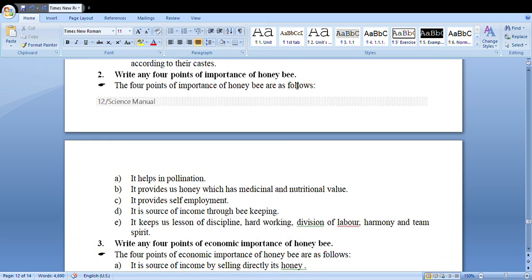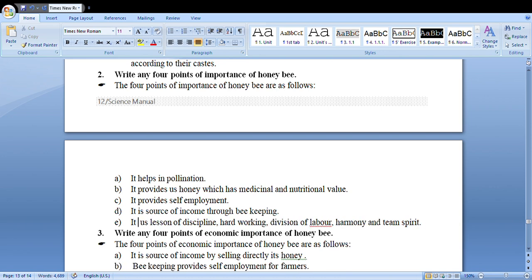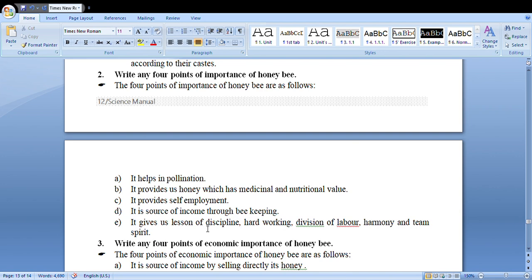Write any 4 points of importance of honeybee. The 4 points of importance of honeybee are as follows. It helps in pollination. It provides us honey which has medicinal and nutritional value. It provides self-employment. It is source of income through beekeeping. It gives us the lesson of discipline, hard working, division of labor, harmony, and team spirit.